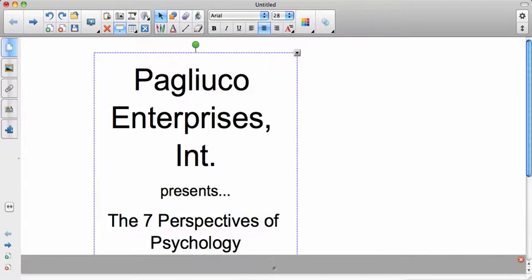So, psychologists tend to explain human behavior in one of these 7 categories, and that doesn't mean that each of these perspectives is the only explanation for a particular behavior. They contribute to and complement one another to explain human behavior. So undoubtedly, all 7 are true to various degrees in particular situations, and no one perspective is necessarily always true.